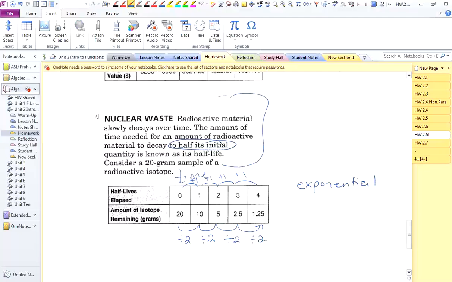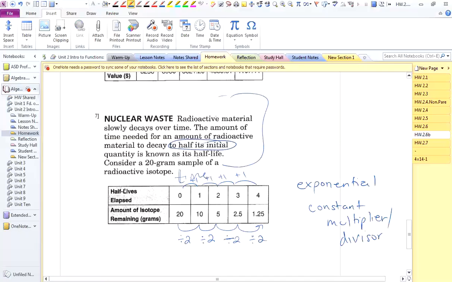Wait, why? Because exponential is the only one where you don't have a constant difference, but what you have is a constant multiplier, right? So this one is a constant multiplier or divisor.